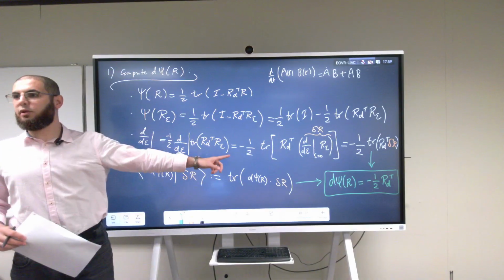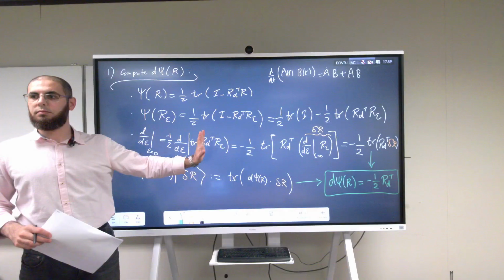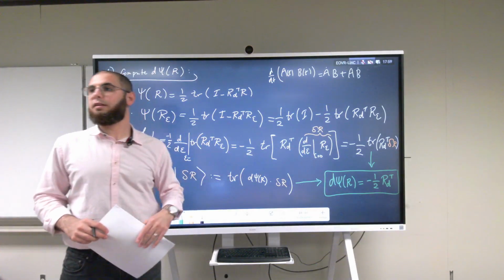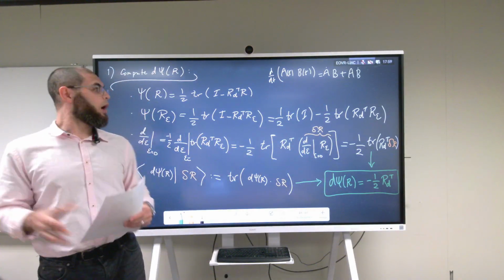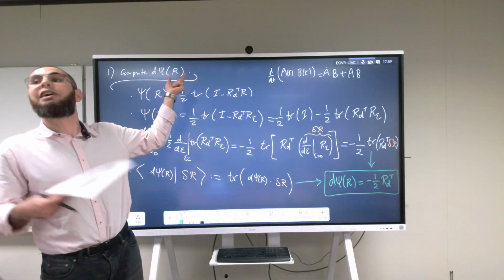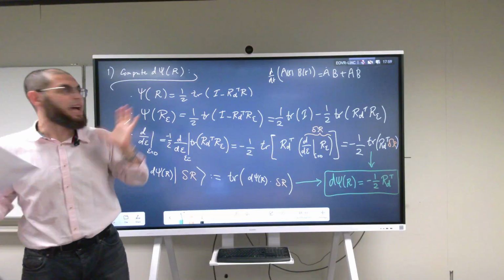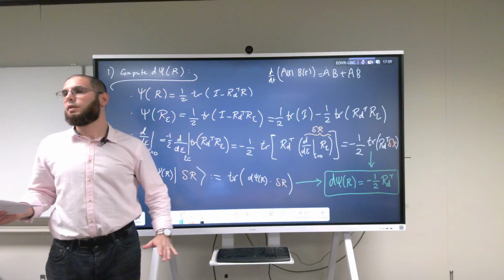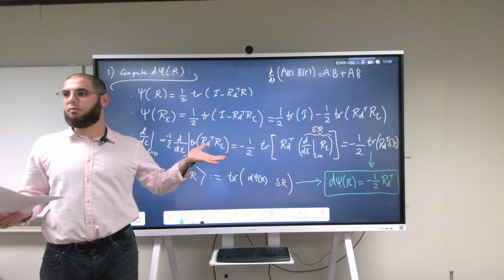Does that make sense for everyone? Yeah. Okay, clear? So we're done. Now we know what the covector is. So differentiation with respect to R, okay? Taking the gradient. Of course, the gradient now of psi with respect to R doesn't make any sense. The differential makes sense, okay?